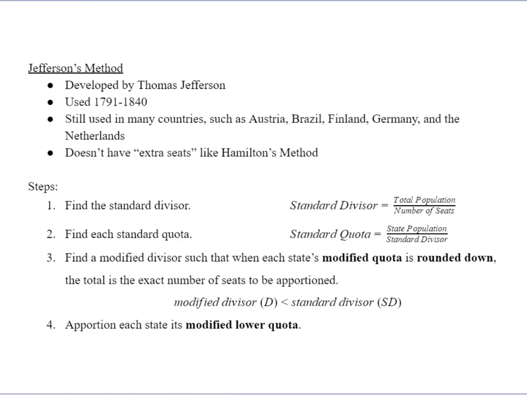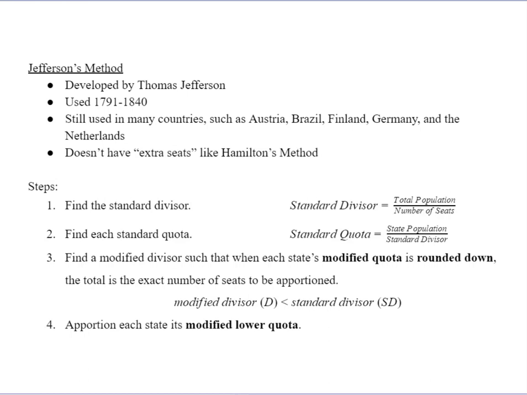Now, here's the part that makes Jefferson's method a little bit different. Instead of using the standard divisor, we are going to find a modified divisor so that when each state's modified quota is rounded down, the total is the exact number of seats that we need to apportion. In this particular method, the modified divisor is always going to be slightly smaller than the standard divisor. Then, each state is given its modified lower quota.